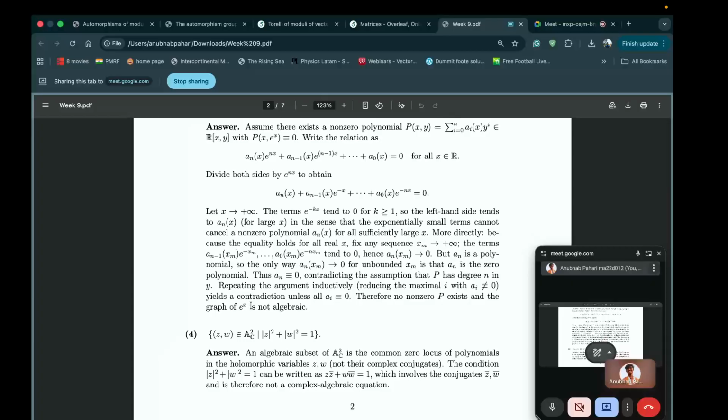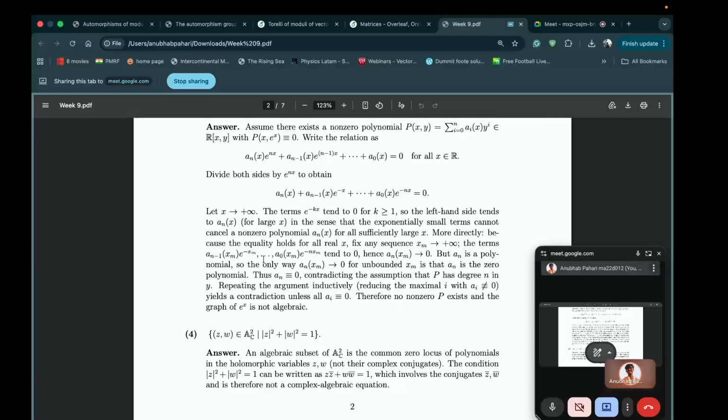Now let x tend to infinity. The terms e to the power minus kx tend to 0 for all k greater than or equal to 1. So the left hand side tends to a_n(x) when x is large, in the sense that exponentially small terms cannot cancel a non-zero polynomial a_n(x) for all sufficiently large x.